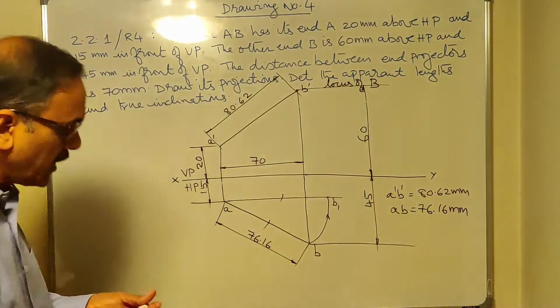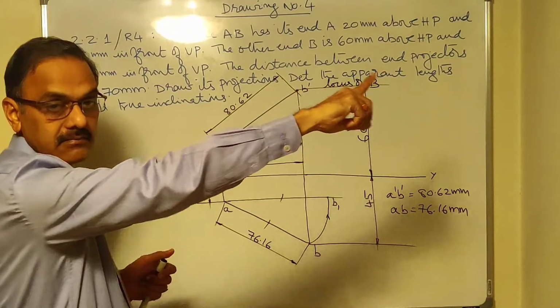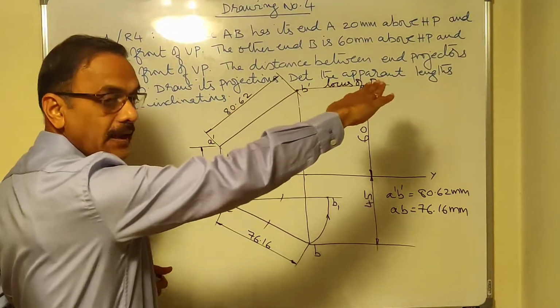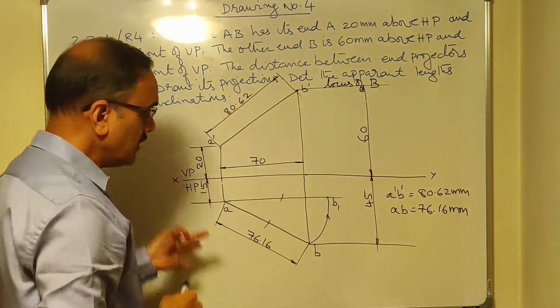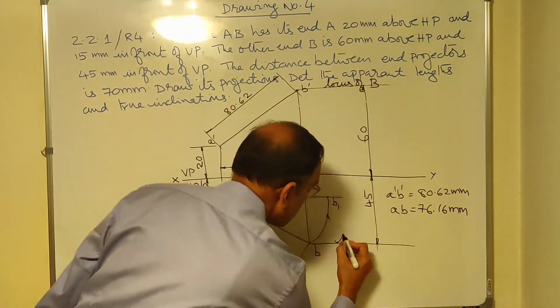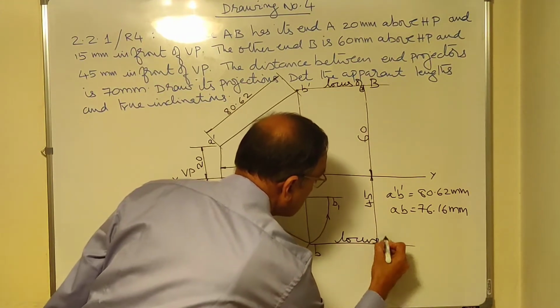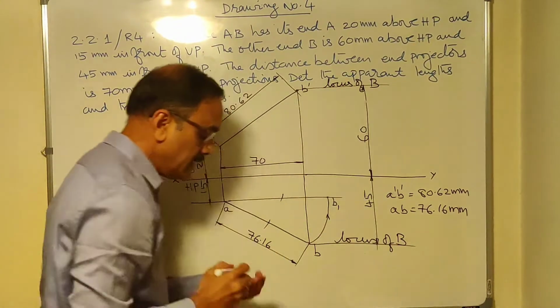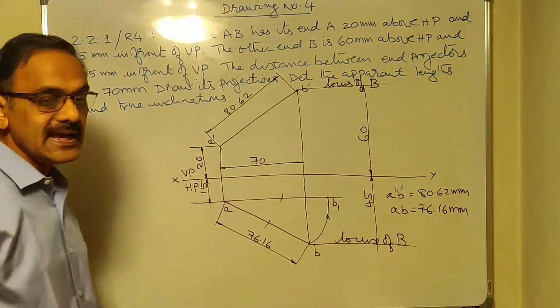Locus of B means the point B can move along that line. That line is drawn parallel to XY. So even here, I can call this the locus of B. Locus of the actual point B. So don't write a locus of B dash and all.